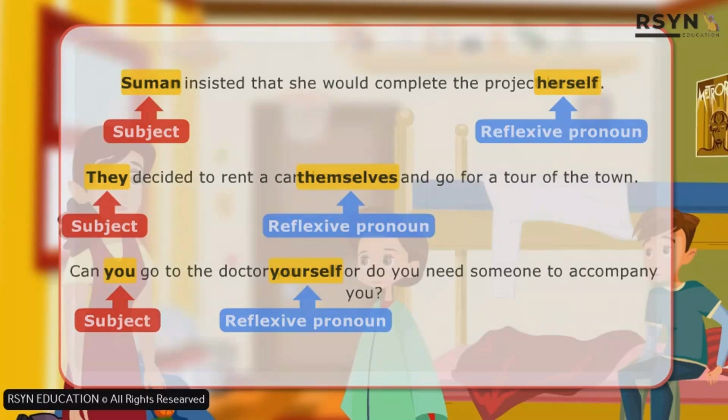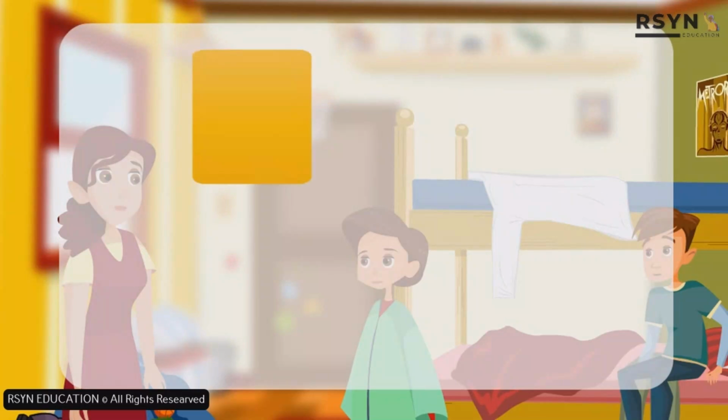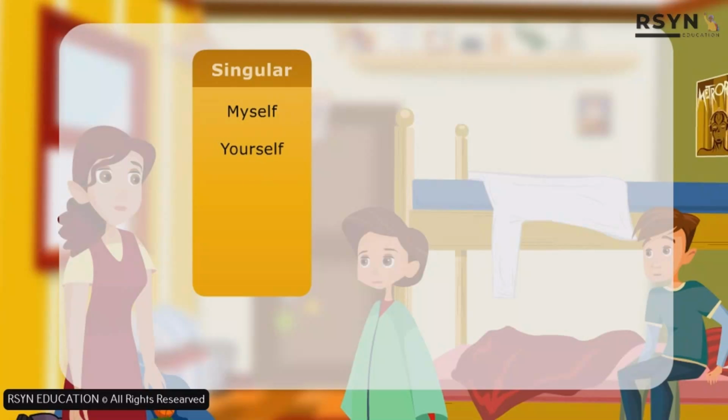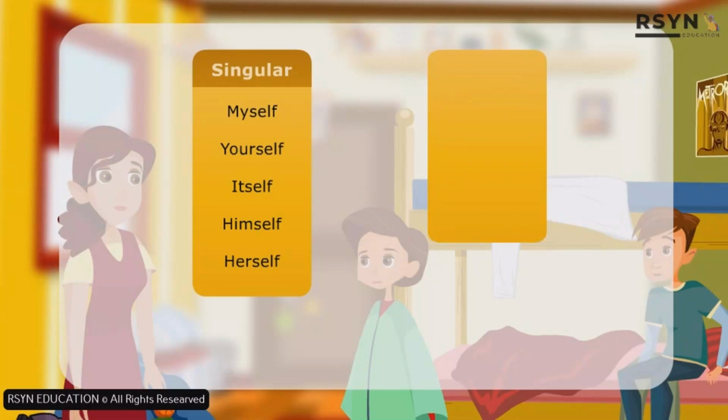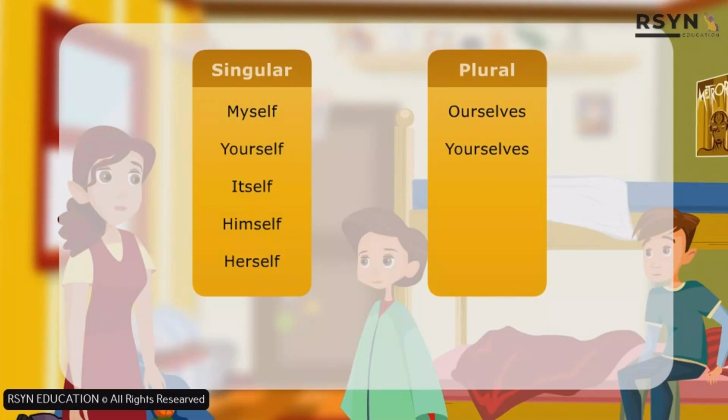Here is a list of some reflexive pronouns. Singular: myself, yourself, itself, himself, herself. Plural: ourselves, yourselves, themselves.